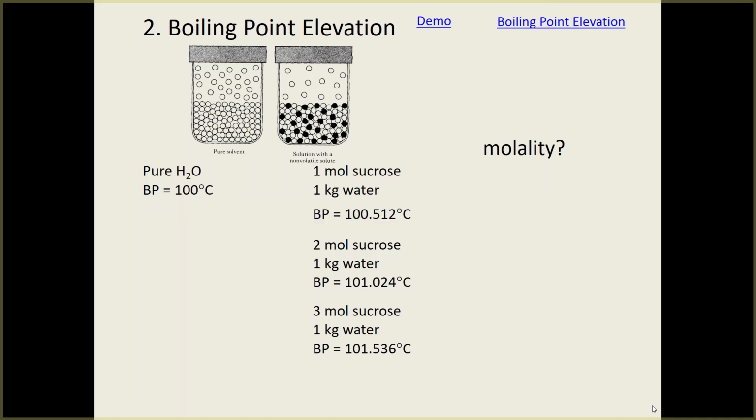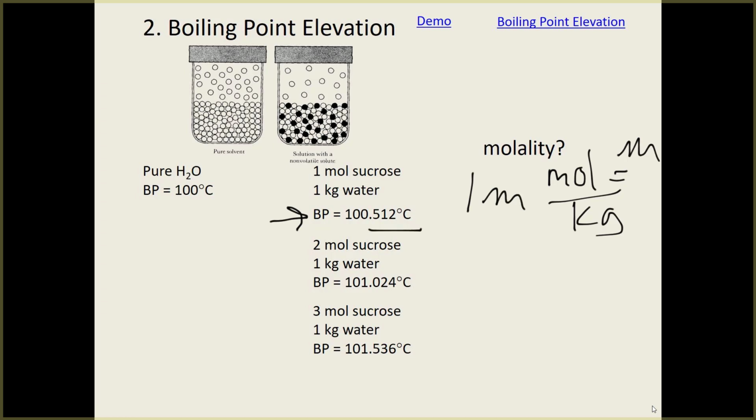And let's look at our solution. If I have 1 mole of sucrose and 1 kilogram of water, notice my units are moles per kilogram. So this is molality, which is a concentration unit that we have previously studied. Notice what happens to our boiling point compared to water. So we find that a 1 molal solution increased my water by 0.512 degrees. So the boiling point increased with the solution.